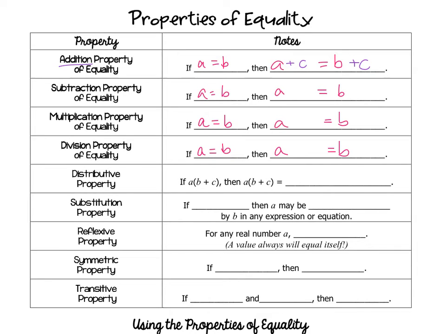For the subtraction property then, you will see something being subtracted off of both sides of your equation. For the multiplication property, you are going to then see something being multiplied onto both sides of your equation from the original statement. And then lastly, for the division property, you are going to see something being divided from both sides of your equation.